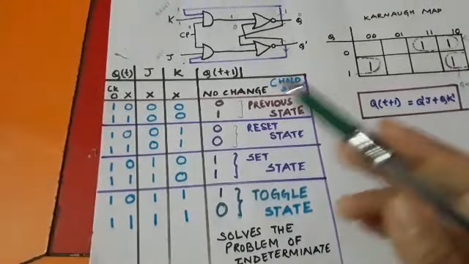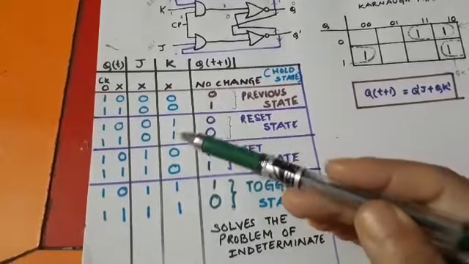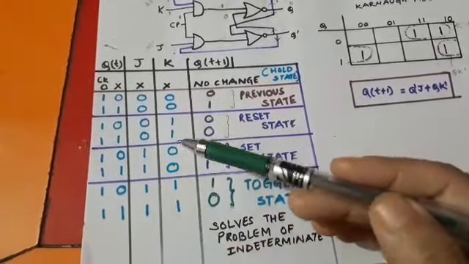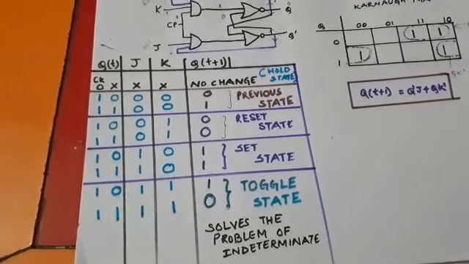I hope it is clear. If you write these values like this, following this kind of sorting or pairing of common values, it will be easier for you to remember.